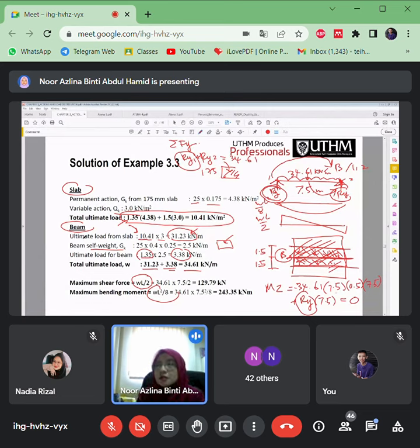So this is the basic thing. I assume that you need to know this basic thing, how to come up with shear force and bending moment for simply supported beams.